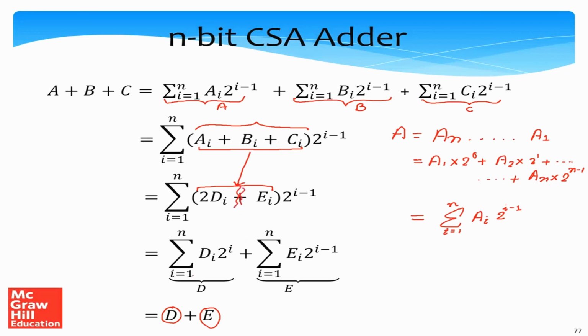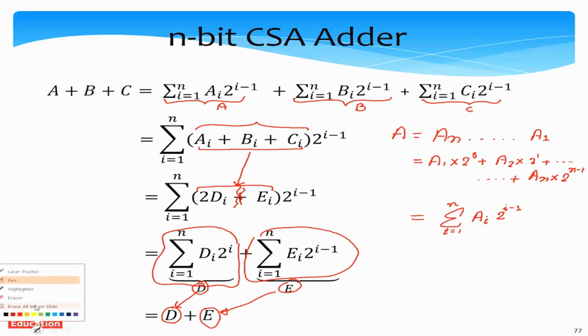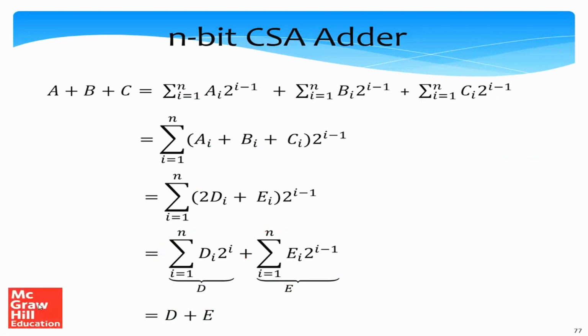So we'll have two terms: the sum for I equal to 1 to n of di times 2 to the power I. This is one binary number, which we can treat as d. And this is one more number, which we can treat as e. So what we see here is that we have replaced the sum of a plus b plus c with two numbers d and e. Let me just get rid of the ink so you'll be able to see it better.